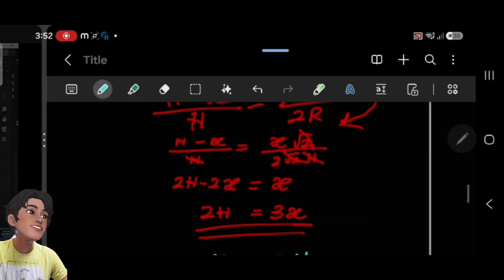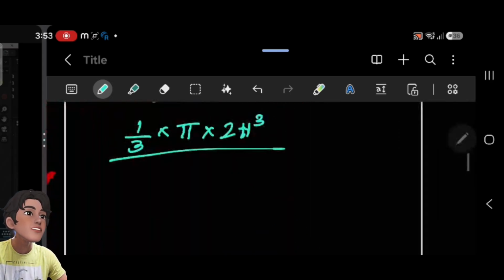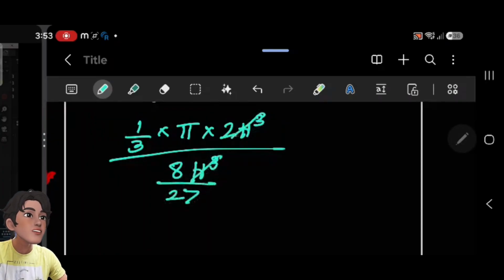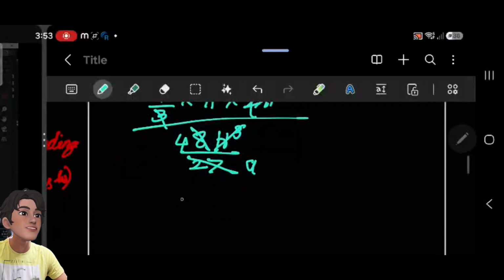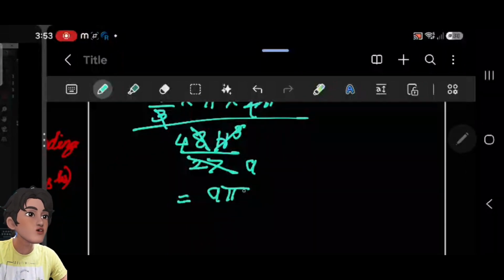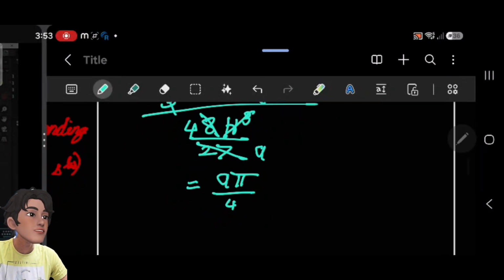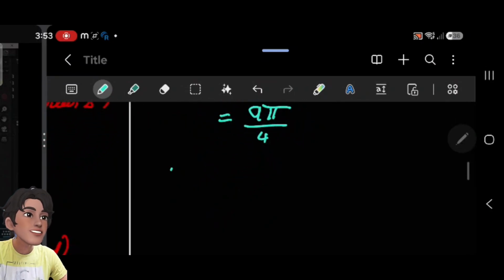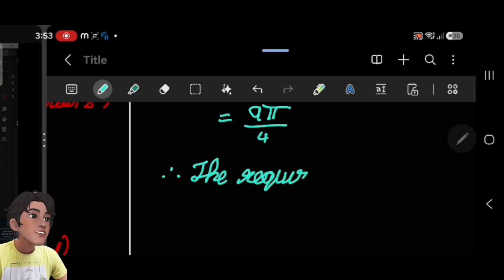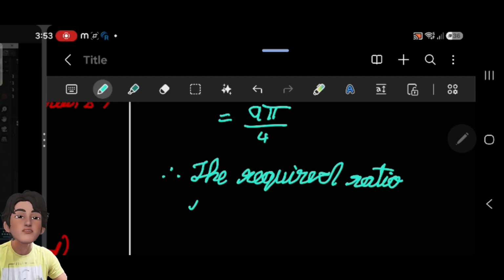Now 1 by 3 times pi times 2h cube divided by the value of x which we found right here. It's x cube, so 2 cube is equal to 8 times h cube divided by 3 cube is 27. Now cancelling the h cube, cancelling 2 and 8, and just simplifying the equation, we would be getting the answer as 9 pi by 4. We can simply leave this as the answer. Therefore, the required ratio is nothing but 9 pi is to 4.